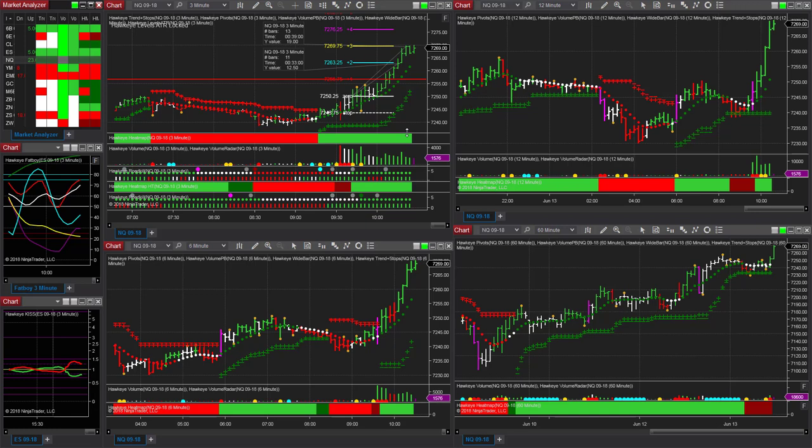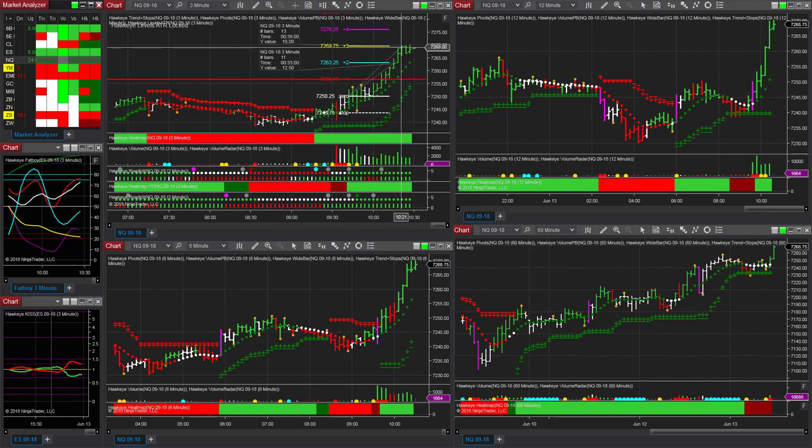You can place direct orders on the chart. What I'm showing here is just a simple measure tool to show you where the trade measurements are. So, absolutely.